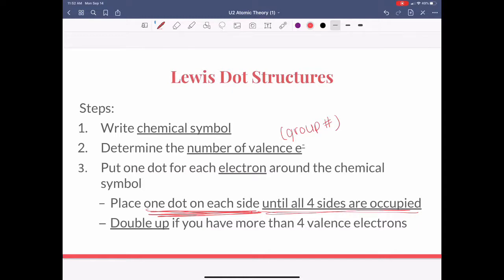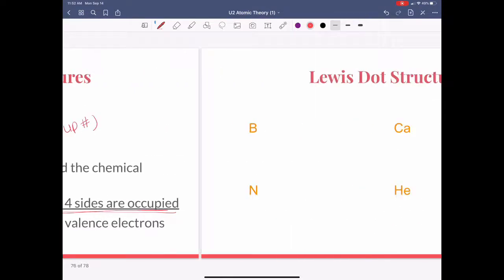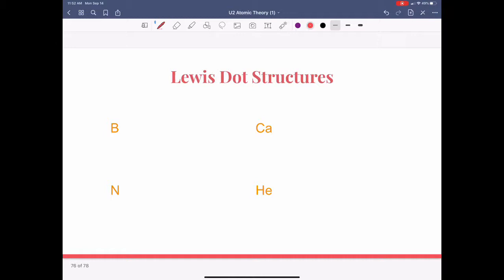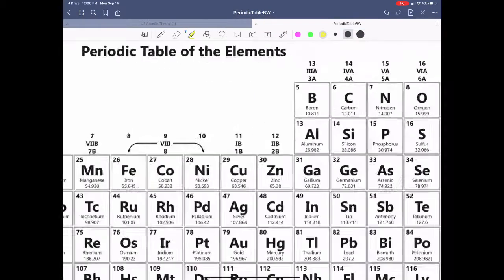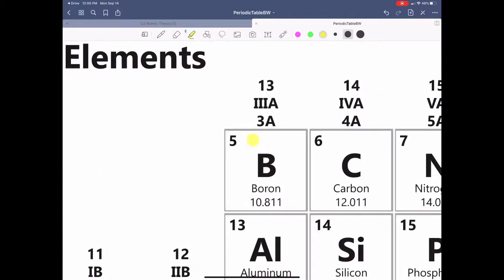All right, so let's look at some examples and understand what that means. So if I look here at boron, find boron on your periodic table. So let's take a look here at the first example. We've got boron. So step 1 tells you to write your chemical symbol. Well, that's written for us. And so step 2 is determine the number of valence electrons. So let's zoom in here on boron, element 5. All right, valence electrons come from our group number.